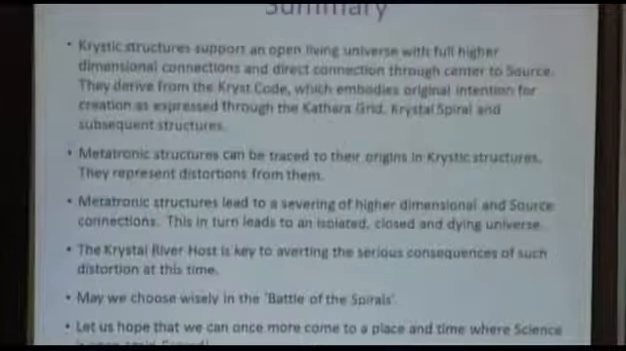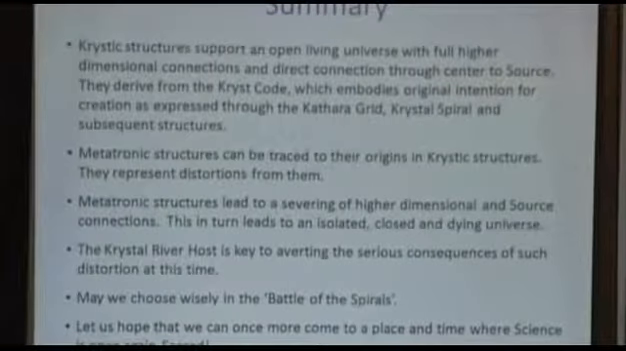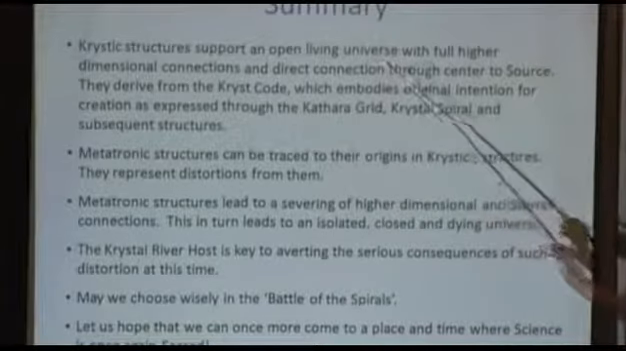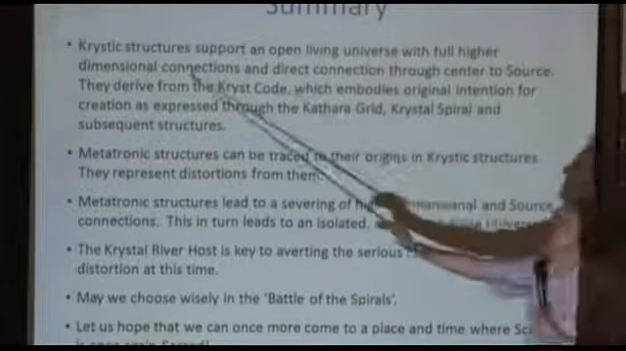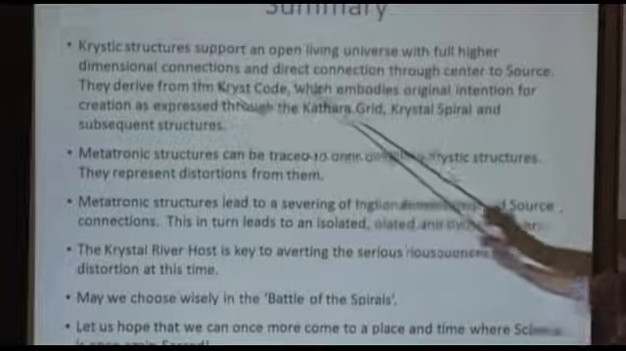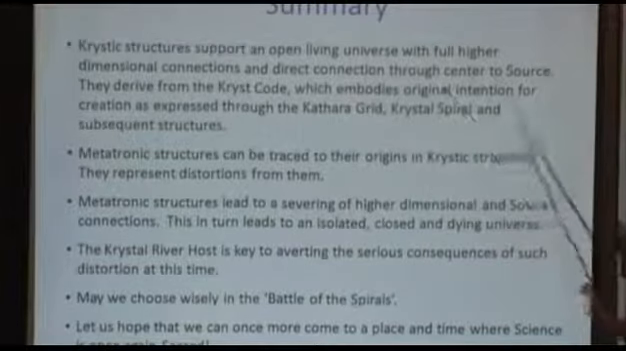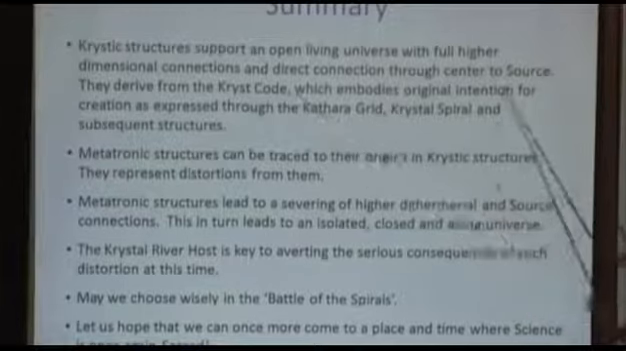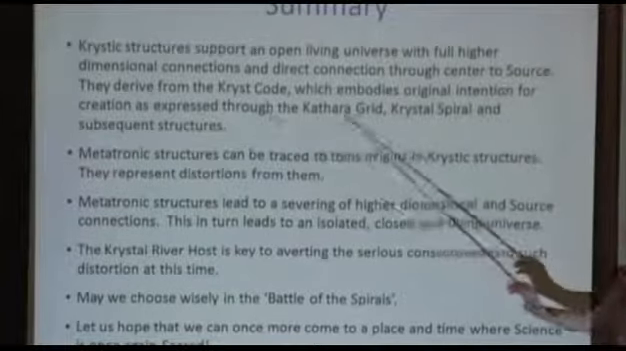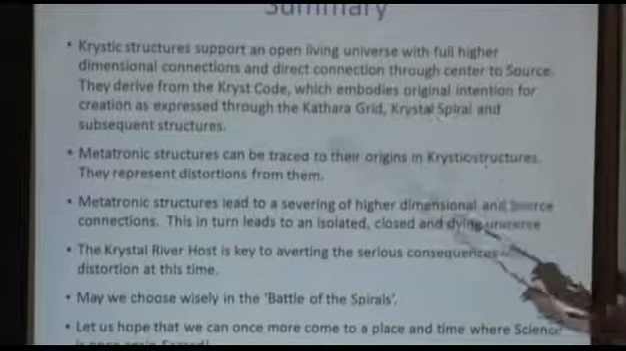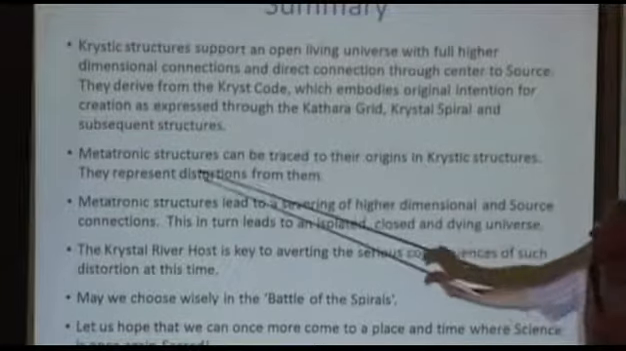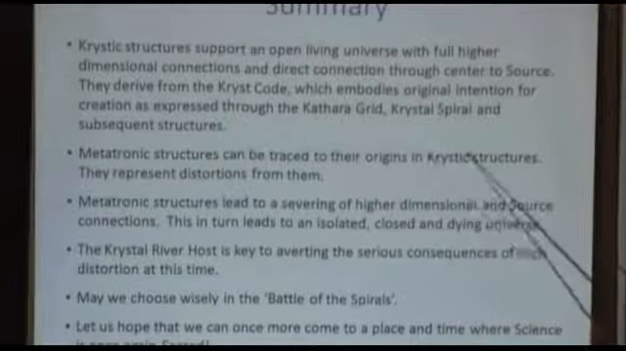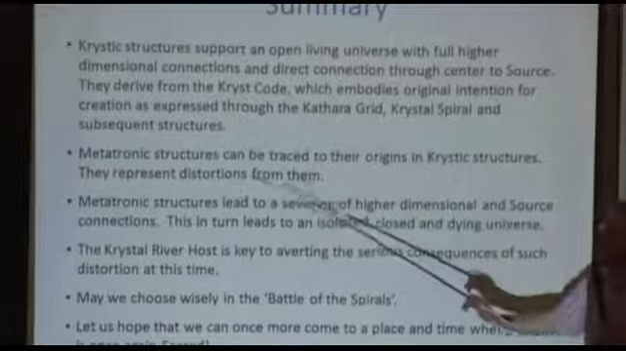Now, we're just about done. You'll be glad to hear. So, just to summarize then: the crystallic structures support an open living universe, full of higher dimensional connections and cosmic interconnections, direct connections through the center to source. They derive from the Christ code, which embodies the original intention for creation as expressed through the Katara grid, crystal spiral, and the subsequent structures. Now, the Metatronic structures can be traced to their origins in the crystallic structures, and they represent distortions from them.